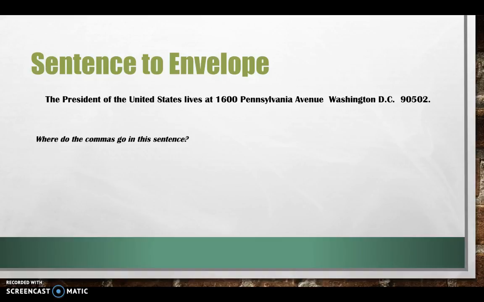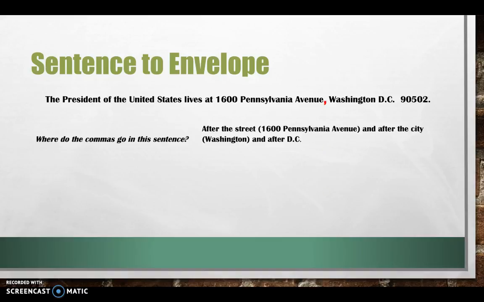This one's a little trickier because Washington, D.C. is technically not a state. However, you treat the letters DC as if it were abbreviating a state. It's abbreviating the District of Columbia, but that's another lesson for another time. But where should I put the commas? I need a comma after the street, 1600 Pennsylvania Avenue, and after the city, Washington, and after DC, between the DC and the zip code. If this were a state instead of DC, it would be the same thing.